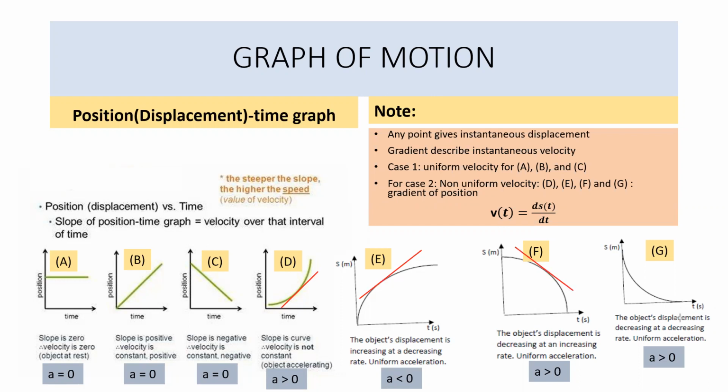And the last graph, graph G, is where the object's displacement is decreasing at a decreasing rate. Uniform acceleration, so acceleration is greater than 0. Same thing, if you want to find the gradient of the position of the object, meaning find the velocity of the object, use this formula. So then you have to find the equation of S or use the traditional concept.